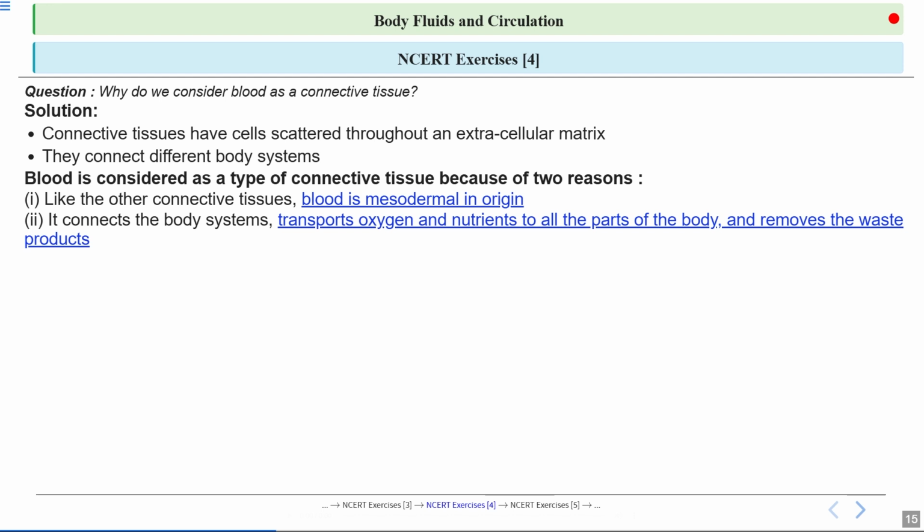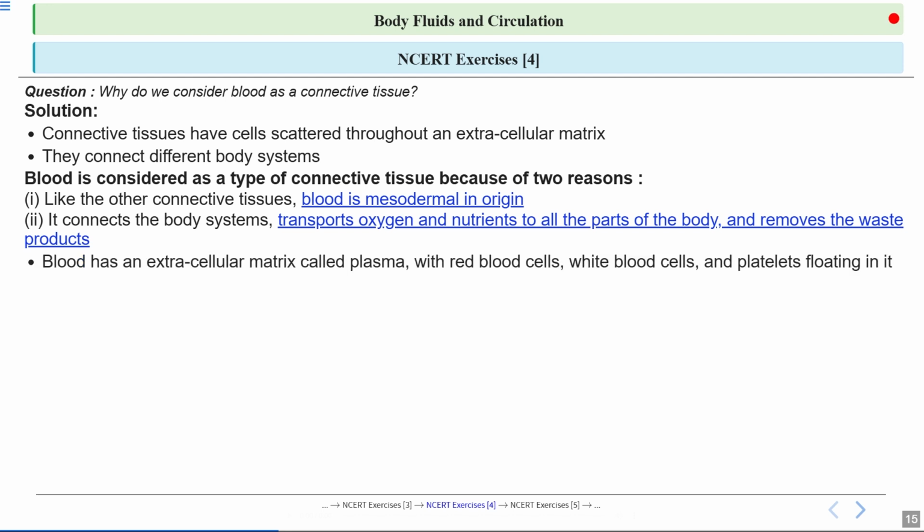Second, blood connects the body systems by transporting oxygen and nutrients everywhere and removing waste products. Okay, this is clear. This is another function of blood. Finally, blood has an extracellular matrix called plasma. Within this plasma, red blood cells, white blood cells, and platelets float freely. Okay, clear? This structure is typical of connective tissue.